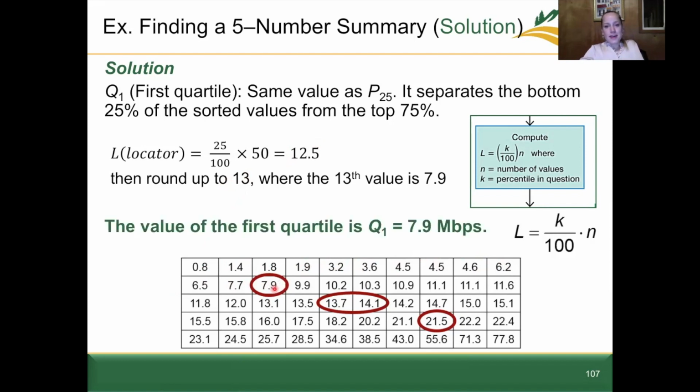So from this calculation and from this information, we can say that the value of the first quartile, or Q1, which is the same as the 25th percentile, or P25, that value is 7.9 megabits per second. Okay, so far we have the minimum data value, the maximum data value, and now we just calculated Q1. Let's do this for the remaining numbers in our 5-number summary.